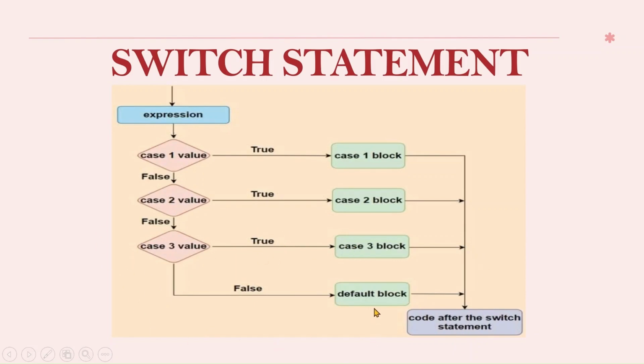If this has also been false, a default block we need to write, like the else part. In the previous slide, we have seen the else part as the last block. Here we call it the default block. That means if none of the case constants are matching, the default block is executed, and after that particular switch block, whatever code is written gets executed.